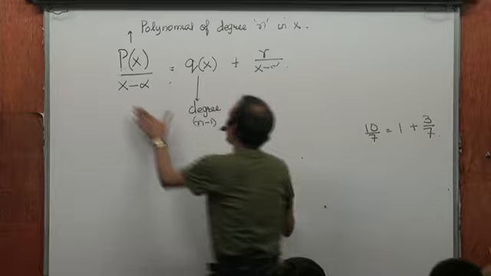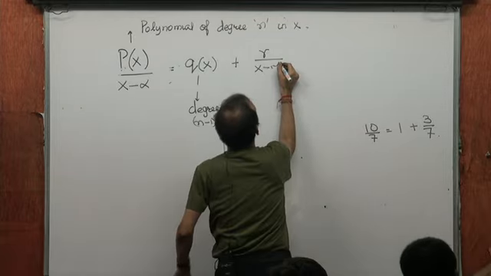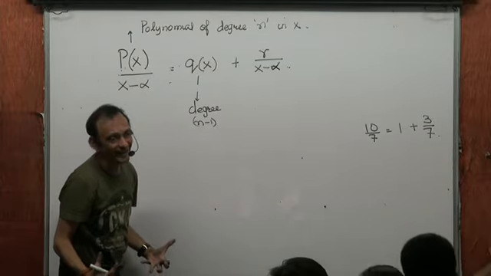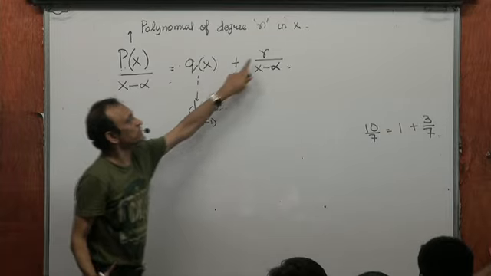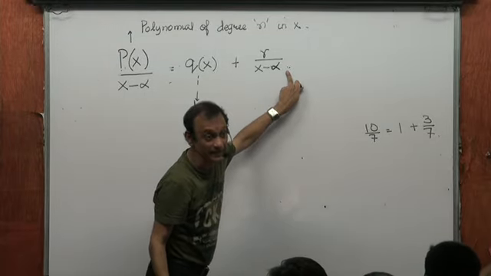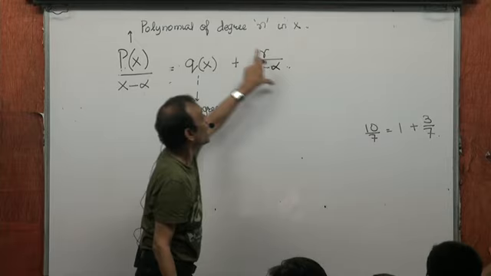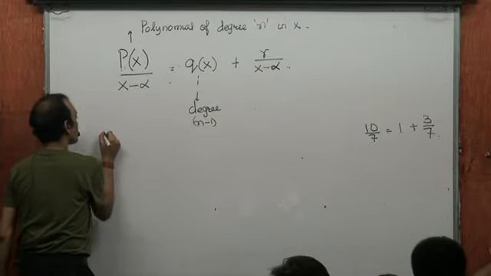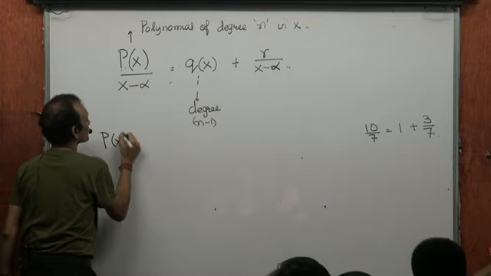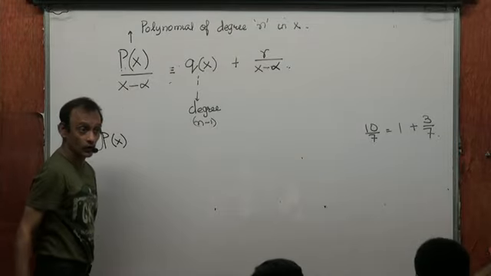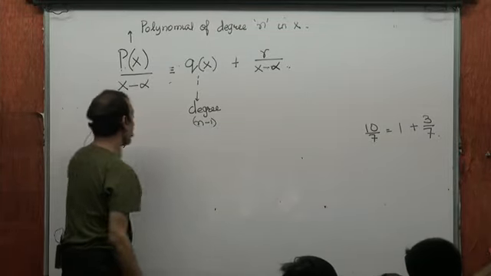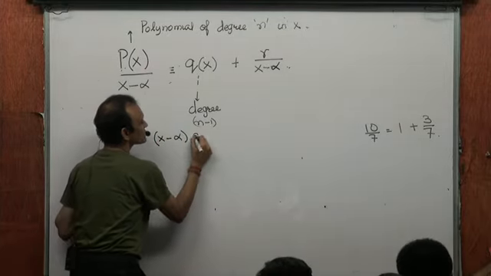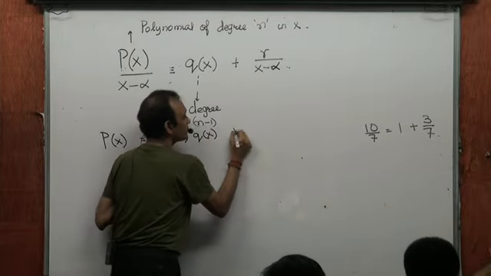Now, when you carry out a division process, are you creating an equation or an identity? It's an identity. Quotient plus remainder by divisor, that's an identity. It's not an equation. R is the remainder when p(x) is divided by x minus alpha. This is true for all values of x. p(x) then is x minus alpha into q(x) plus r.